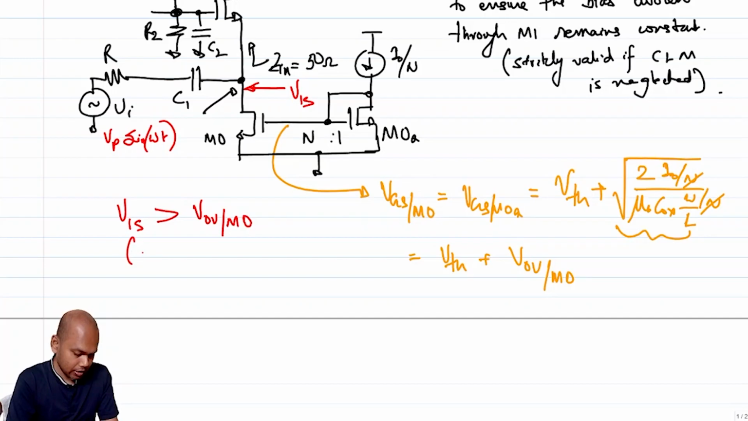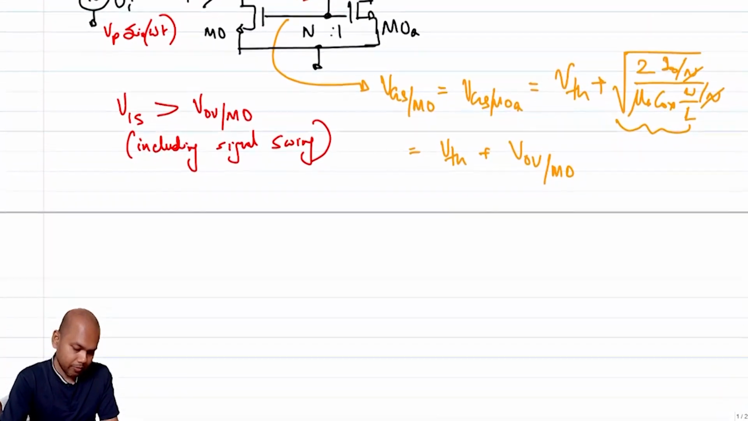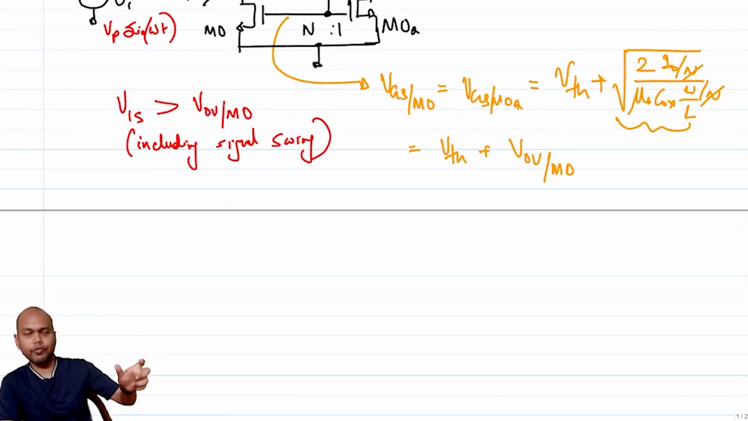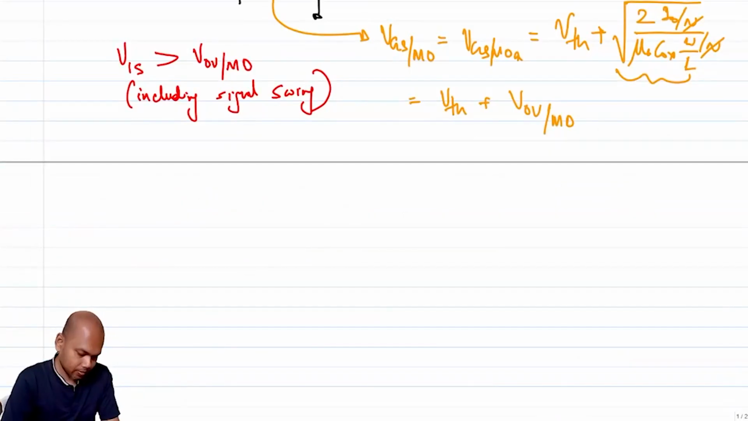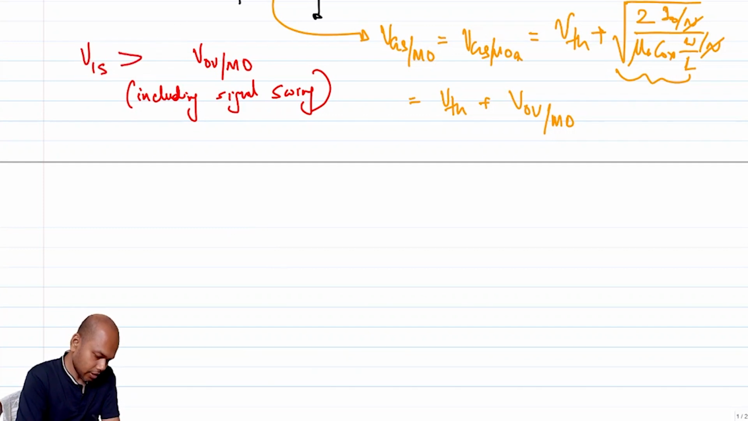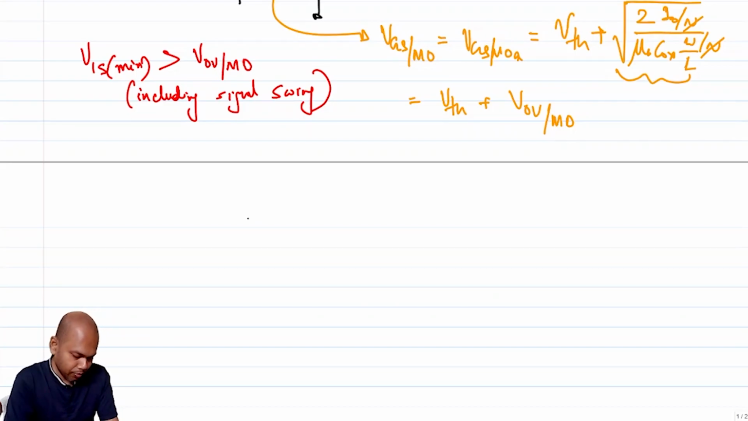So this is not only under quiescent condition, but including signal swing, right? So what do I know? Under matched condition, the signal swing is Vp by 2, right? So V1S minimum can be, which means that V1S quiescent, so this is V1S minimum, right? So this sets the minimum. So what will be V1S quiescent?